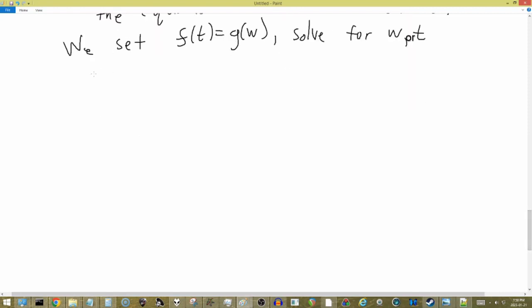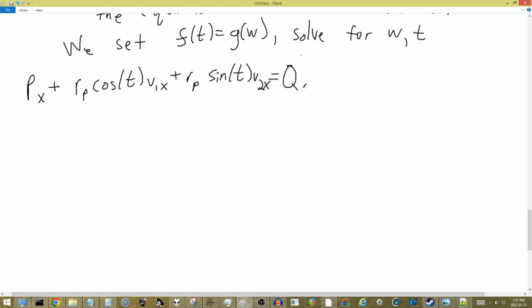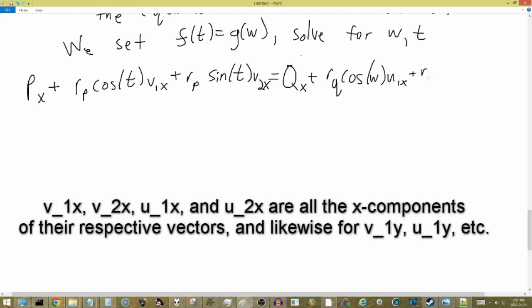I'll just jump to it. So px plus rp cos t v1x plus rp sine t v2x. I need to move that over a little bit to give myself some space. Equals qx plus rq cos w u1x plus rq sine w u2x.